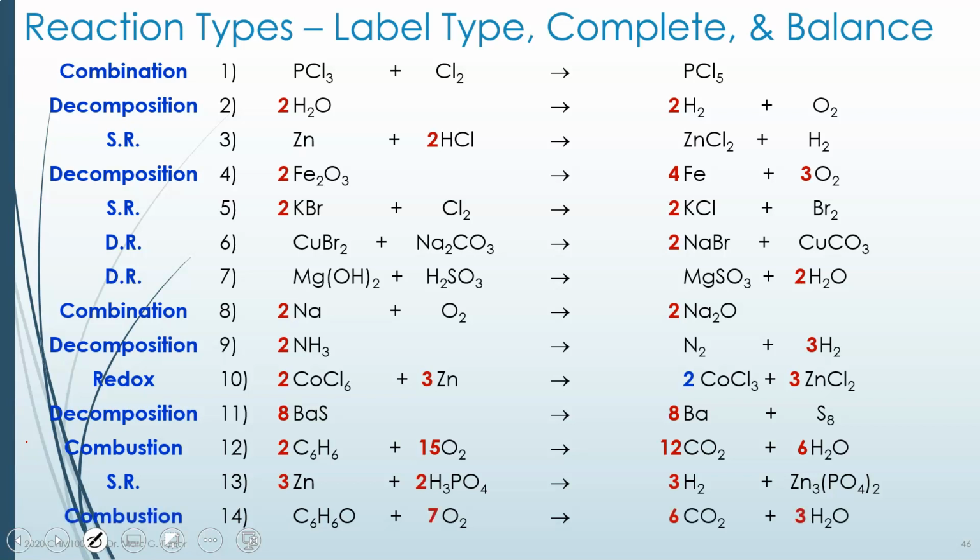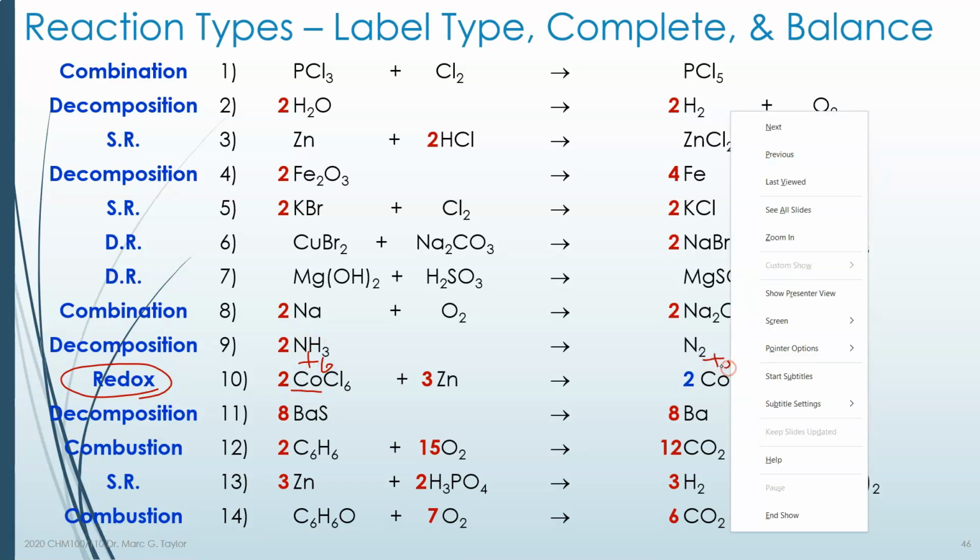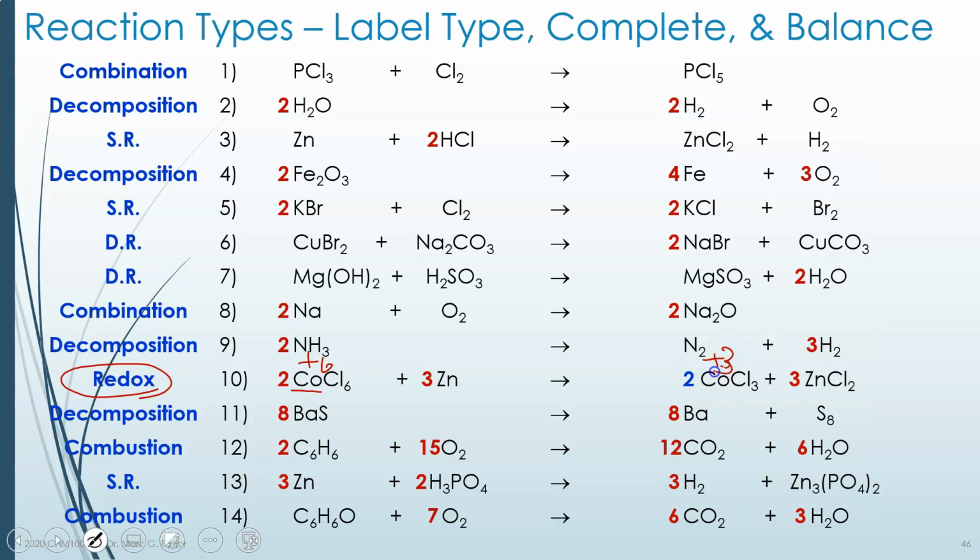And before I finish, I just want to point out number 10. Number 10 is a compound and an element, but I'm telling you what the products are in this case, that they are 2 compounds. So this is neither a single replacement nor a double replacement, but the cobalt is plus 6 here. The cobalt is plus 3 here. Oops, sorry. Hard to write that. The zinc is 0 here, and the zinc is plus 2 here. So the zinc is getting oxidized, and the cobalt is getting reduced.